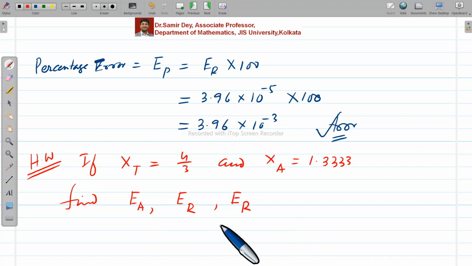There are three types of error you have. One is absolute, one is relative. The suffix stands for everything: A is for absolute error, R for relative error, and last it will be P, percentage of error.